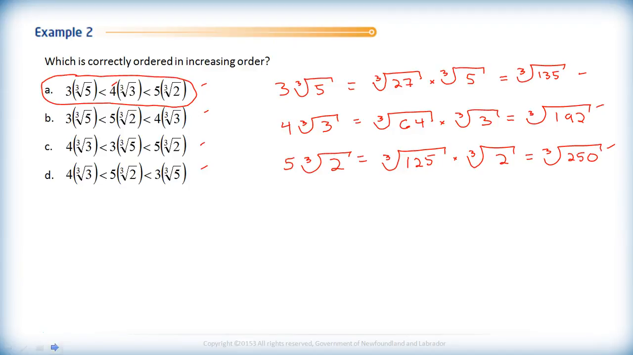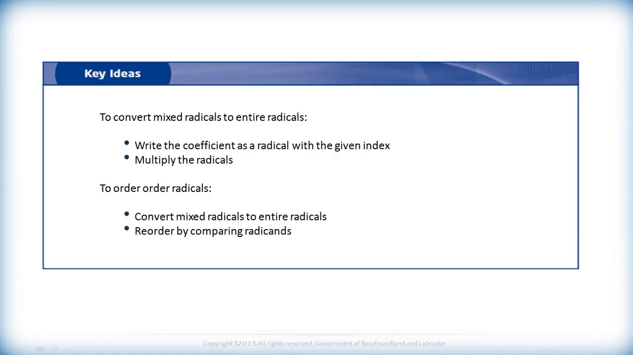So a quick rehash on how all this stuff works. Remember, if you're converting from a mixed to an entire radical, write the coefficient of the radical with the correct index, turn it into a radical, and then multiply them together. And then to order them, it's easier to compare entire radicals than it is to compare mixed radicals, so make everything entire. All right, we'll see you in the next topic.